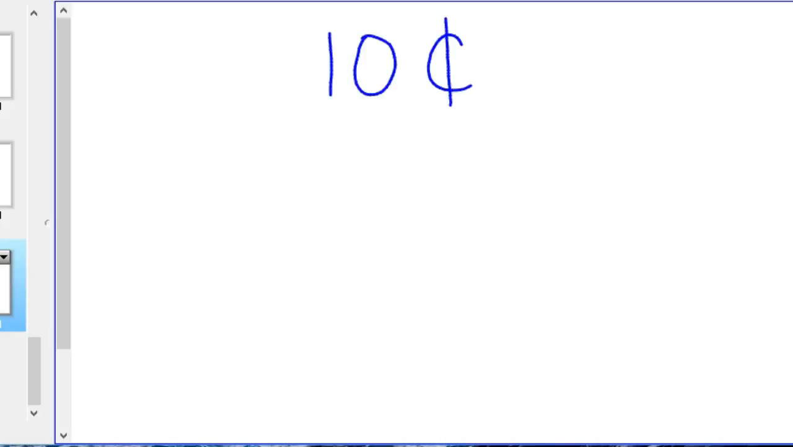Okay, that's 10 cents. Okay, cent, again, short for century. They've taken out the per, but a cent is 1/100th of a dollar. So this is saying take 10 times 1/100th. And so you get $0.10.